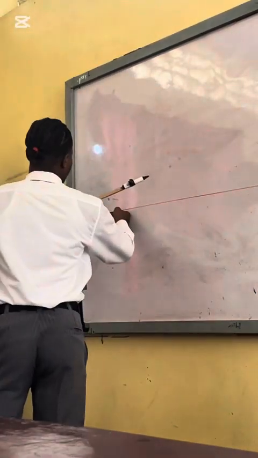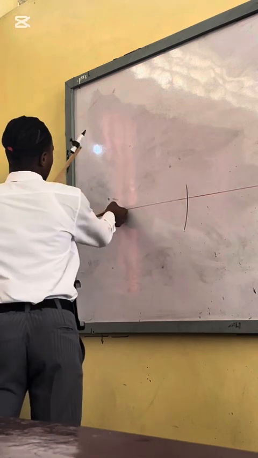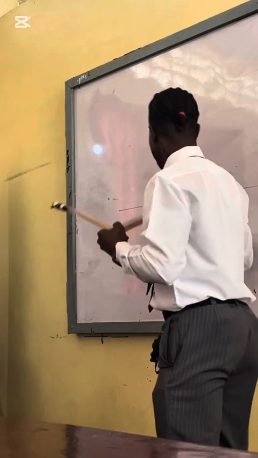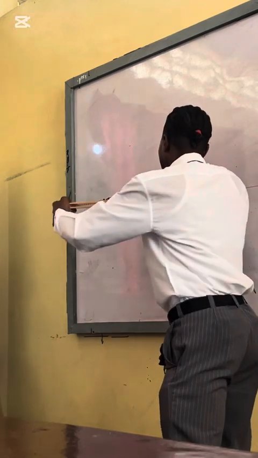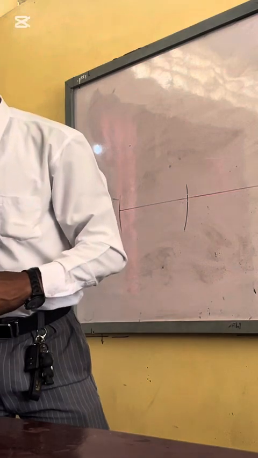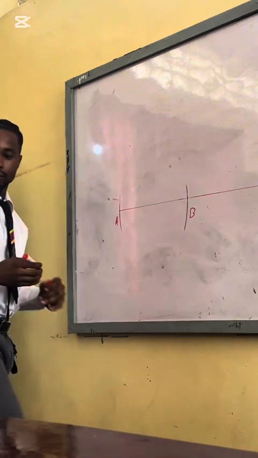Place your compass point at the starting of the line. Then you scribe an arc. Without changing that measurement, you go to where the arc intersects the line and you scribe another arc. Following? Yes, sir. And that is how we construct our AB line. So we have A and B.